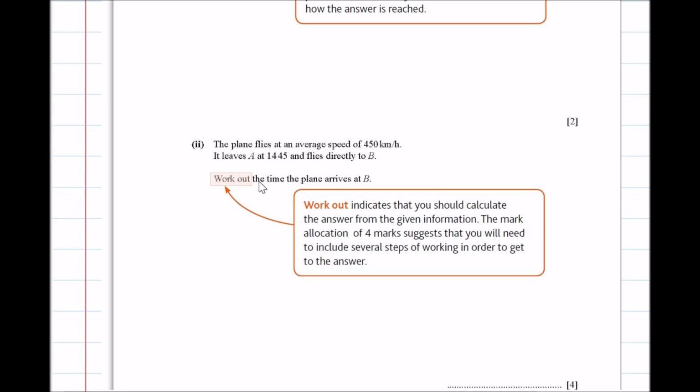Now, the next question: the plane flies at an average speed of 450 km per hour. It leaves A at 14:45 and flies directly to B. Work out the time the plane arrives at B. "Work out" indicates that you should calculate the answer from the given information. The mark allocation of 4 marks suggests that you will need to include several steps of working in order to get the answer. Okay.